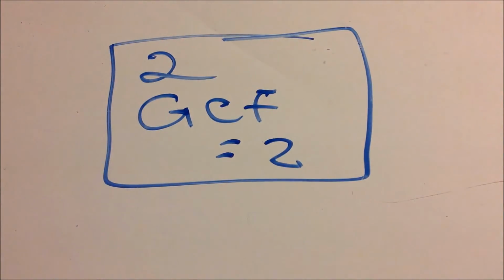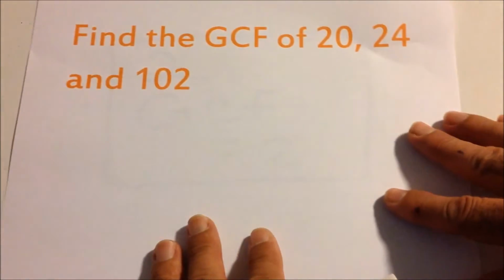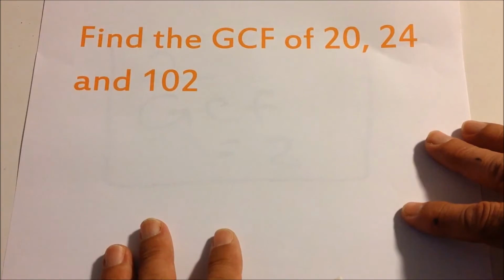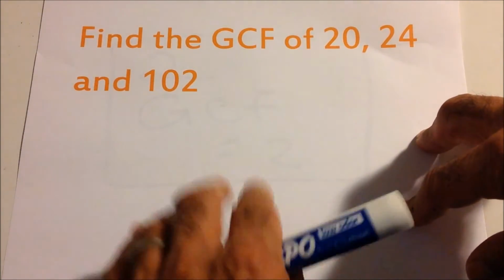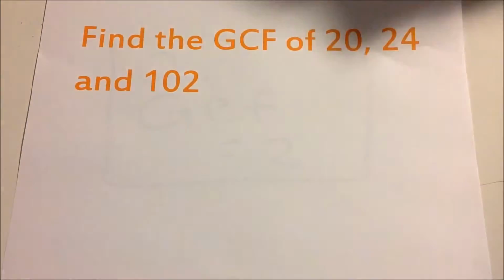Okay, let's see if we can do another one with 3 numbers. This one's a little bit of a challenge. You should pause the tape and try to do this. Find the GCF of 20, 24, and 102. So pause the tape and see if you can do that.